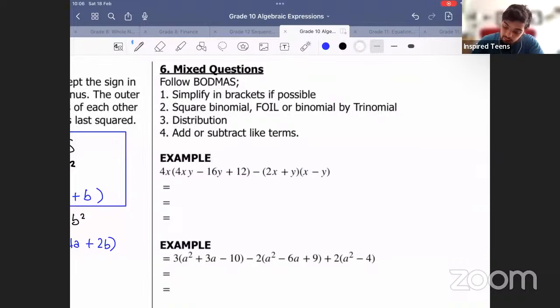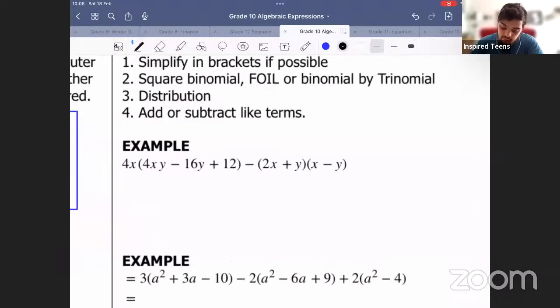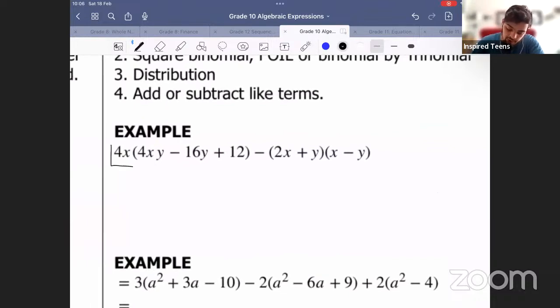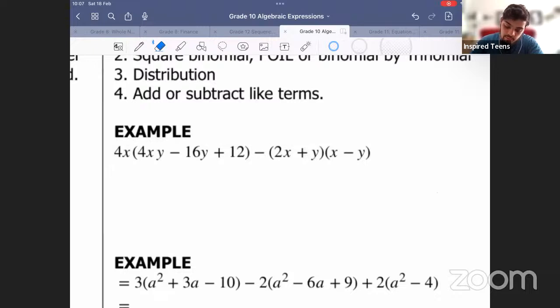I'm going to do the first example and you guys can do the second example. So this is just all of it combined, just a bunch of simplification. Here, for example, I have a monomial times a trinomial, so that's basically just distribution, right? Here I have a binomial by a binomial. So I'm going to do those.